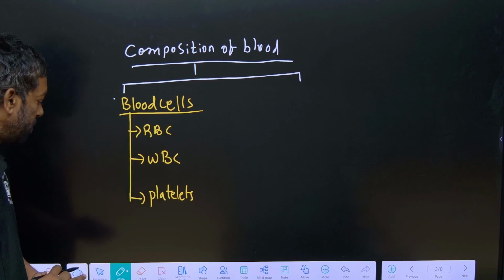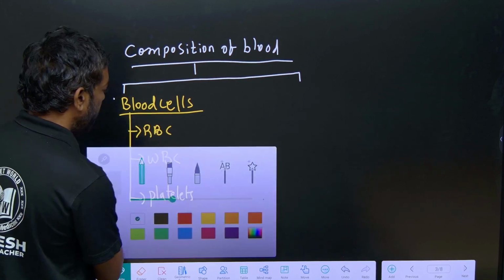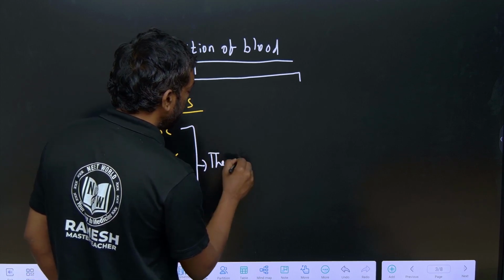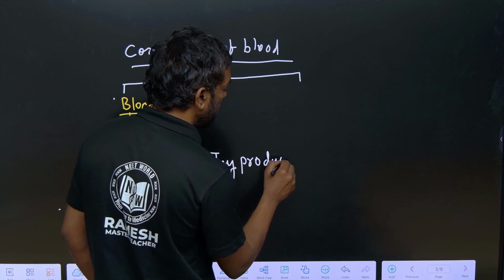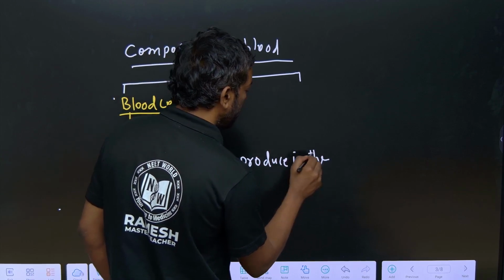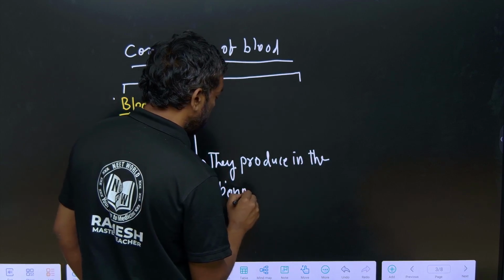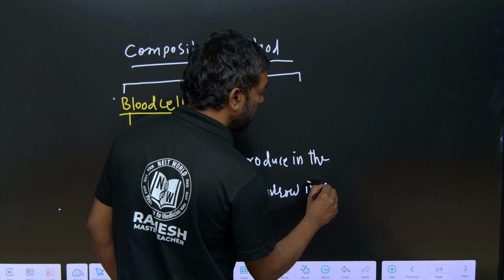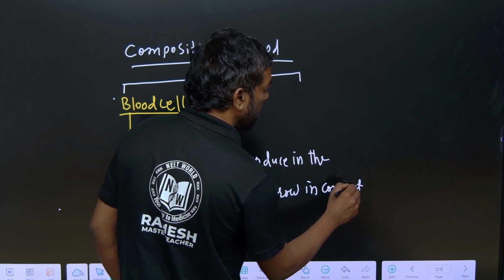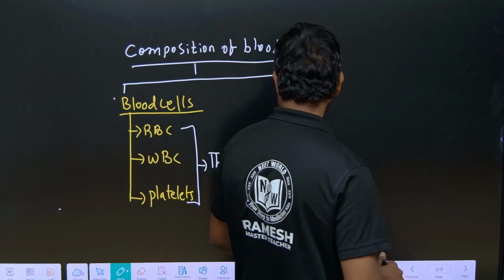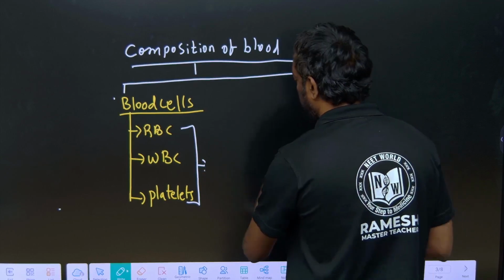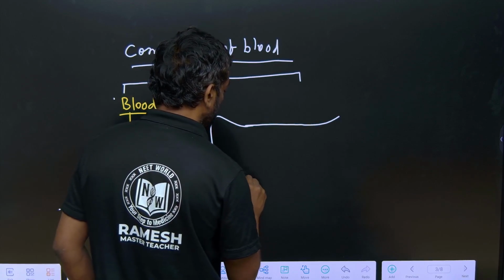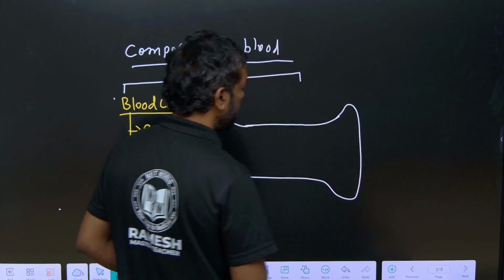Where do they produce? They are produced in the bone marrow. Not in the compact bone, but in the bone marrow. This is the compact bone, guys, the structure of the bone. This is the bone.